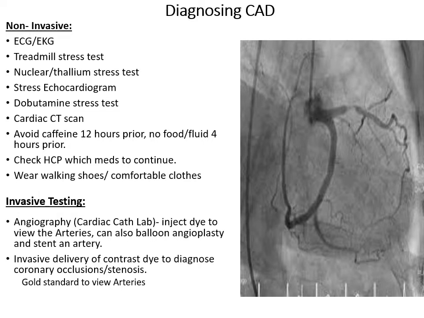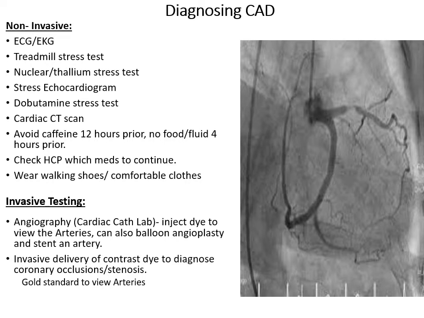Another one is where we inject a chemical into you called thallium, and we get you to exercise, and then we take images of your heart, and the thallium goes to different areas of the heart depending on whether it's ischemic or not. So it's just another way of viewing the heart by exercising it with thallium on board to see if there are territories of the heart that aren't being perfused by the coronary arteries.